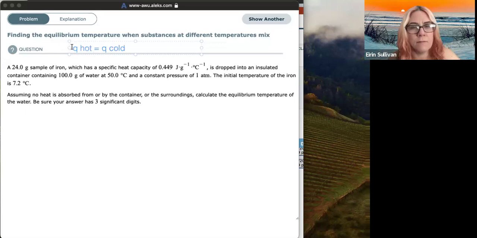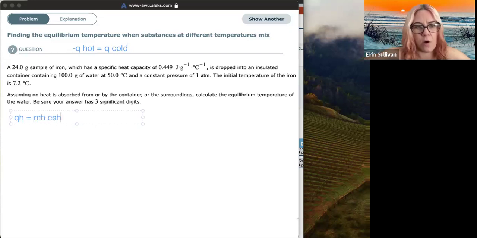So the object that is initially hot, I'm going to put the minus sign next to that just to show that that is losing heat and is being absorbed by the cold object, okay? So I'm just going to use QH and QC for hot and cold. So we can write an expression for Q of the hot object equals the mass of the hot object times the specific heat capacity of the hot object times the delta T of the hot object.